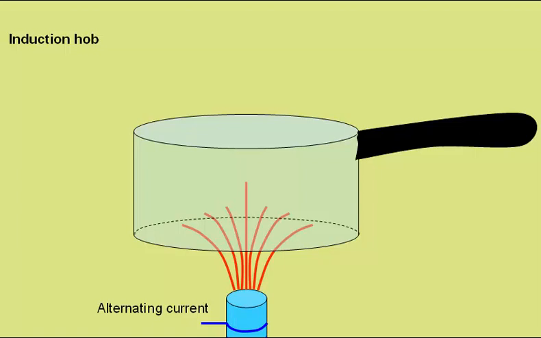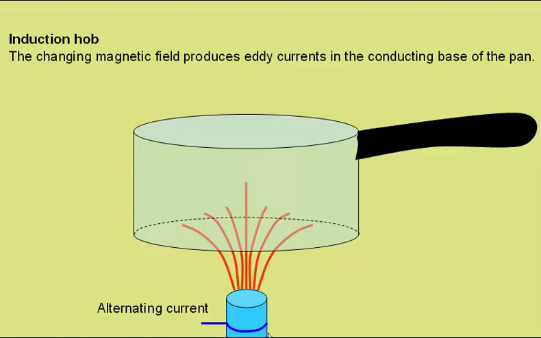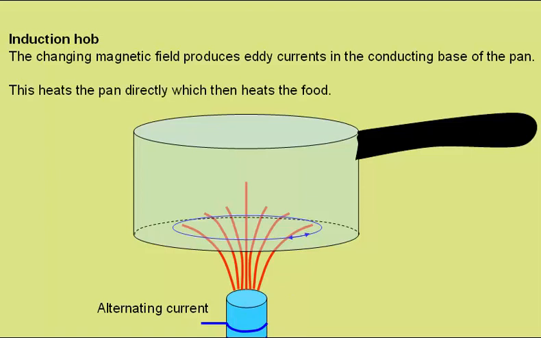The induction hob uses eddy currents to heat food. The changing magnetic field produced by an alternating current in this solenoid produces eddy currents within the base of the pan. This heats the pan directly, which then heats the food. The hob itself only gains heat from the pan it's in contact with, making this a much safer and more efficient system.